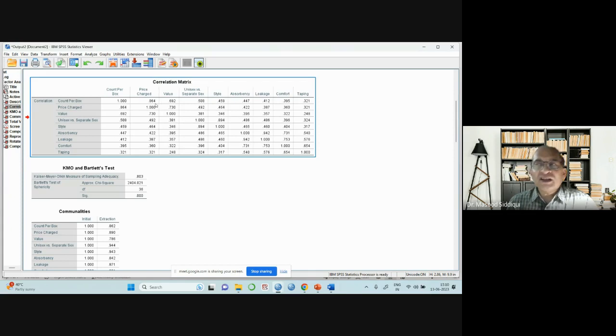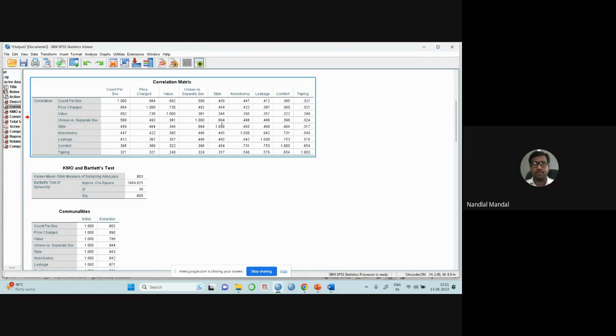So we are actually considering only one part, either upper or lower triangular, they are the same thing. Here we look for whether there are some high non-diagonal values or not that represent the correlation coefficient between different variables. Like this value 0.864, which is the correlation coefficient between count per box and price chart. That is a high value, right? In the same way, 0.730, a high value. 0.894, a high value. 0.942, a high value. 0.753, a high value. So a number of non-diagonal coefficients are showing high values, which represents that these variables are highly correlated. Is that okay?